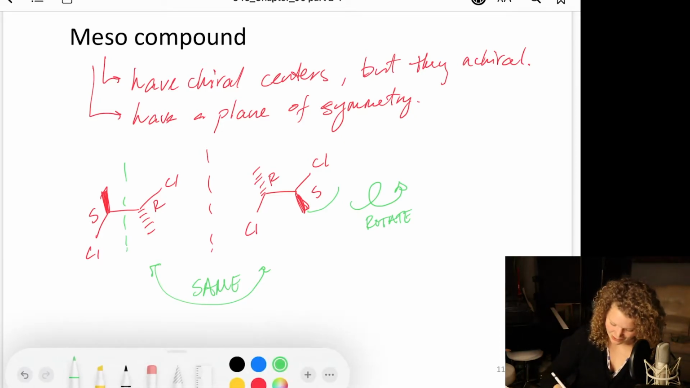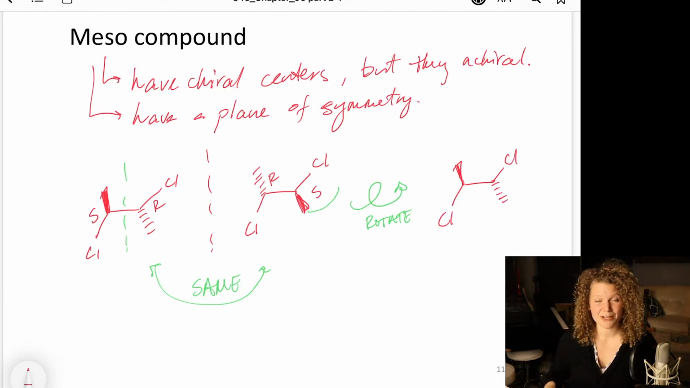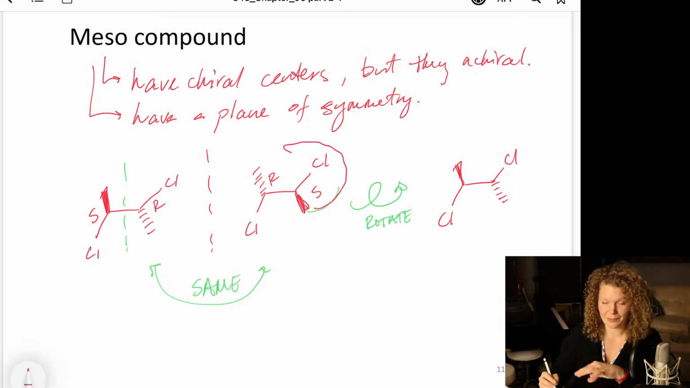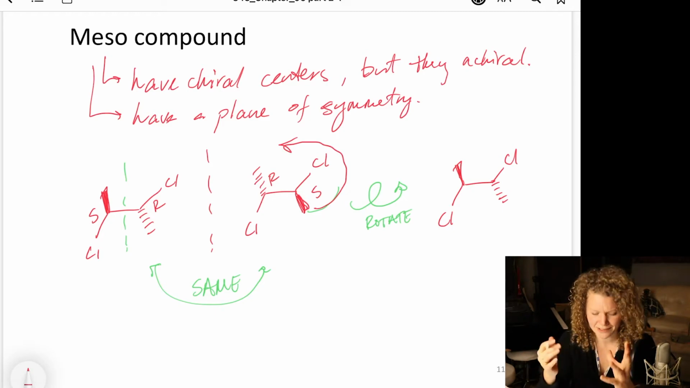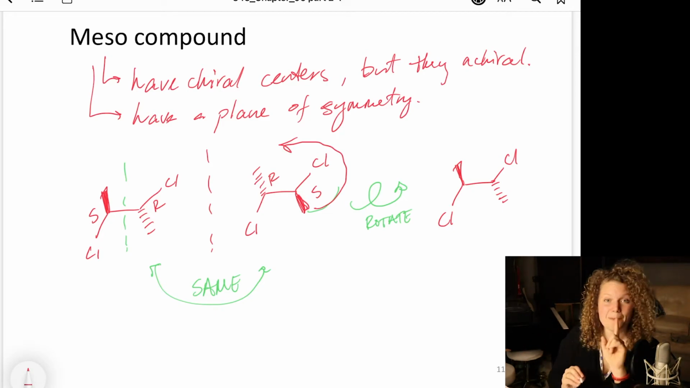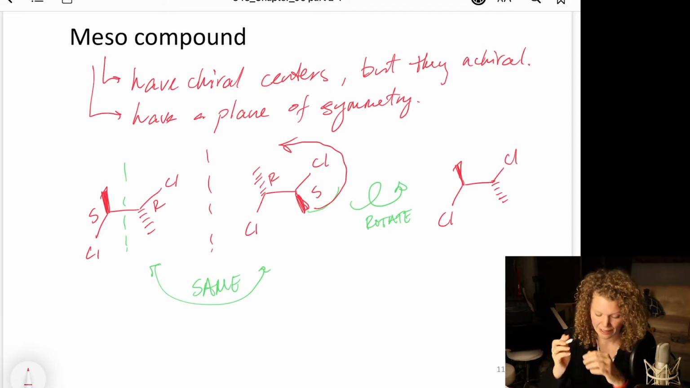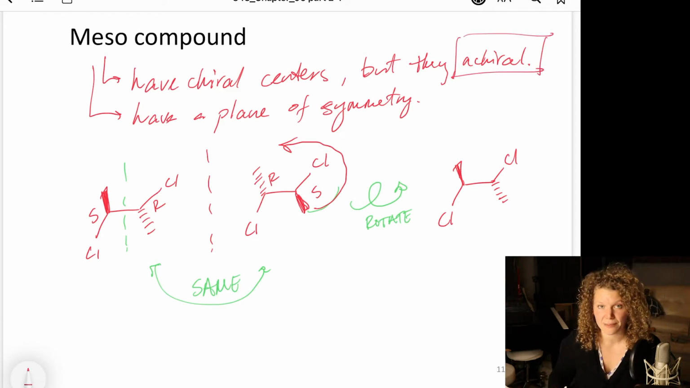And when I redraw it, you'll see that I actually have our starting molecule I have on the left. So pause the video here and see if that makes sense to rotate the molecule 180 degrees. You're just rotating the molecule on the paper, and you'll see that it's actually the same. So meso compounds are these compounds that kind of look like enantiomers. Here we're going SR to RS, but there's a plane of symmetry. When you see the plane of symmetry, know that you have a meso compound. These are achiral compounds.